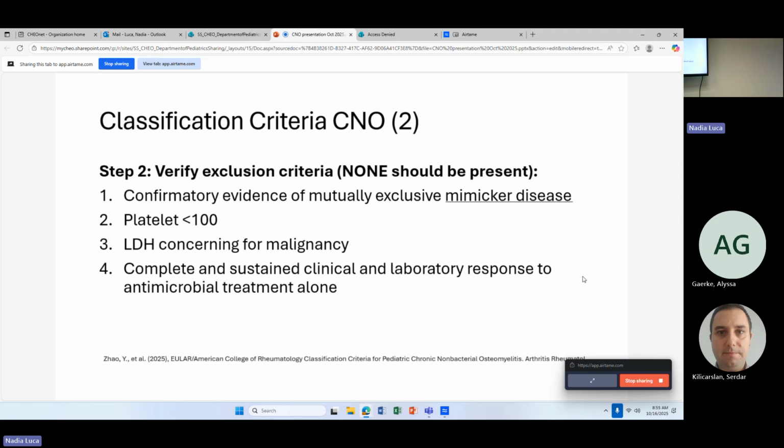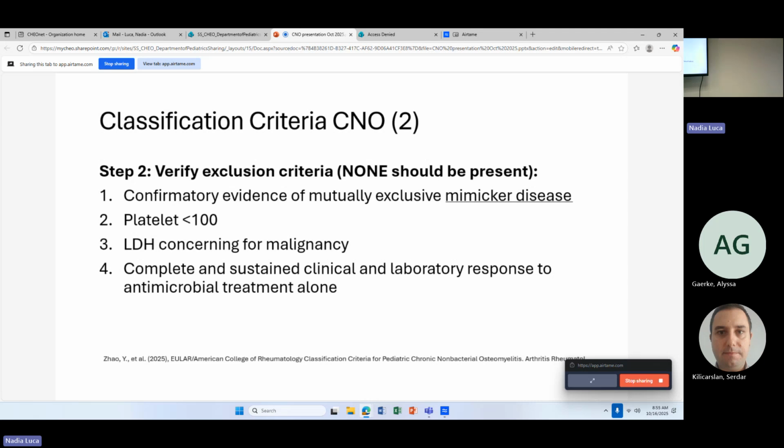Okay, so now we're on step 2. We need to verify exclusion criteria. So you'll hear us say that CNO is a diagnosis of exclusion, which means we have to really do our due diligence to make sure we're not missing something else. And so if there's any evidence of a mutually exclusive mimicker disease, then you can't give a diagnosis of CNO.